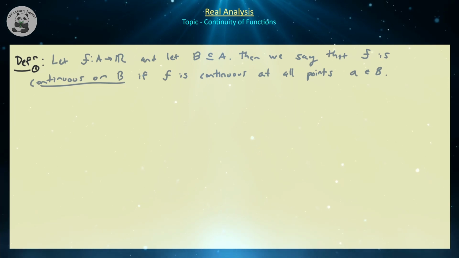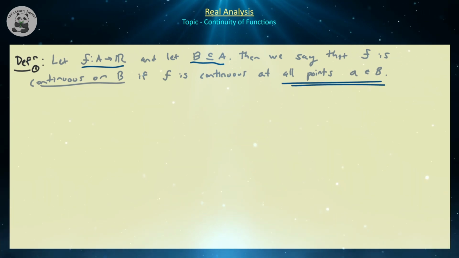The next important topic that you definitely should know when it comes to continuity of functions is what we mean by a function being continuous on a set. So we say that f that maps A to R, where A is the domain of the function as usual, and let's assume that B is a subset of the domain of our mapping. Then we say that f is continuous on the subset B if f is continuous at all points a in B.